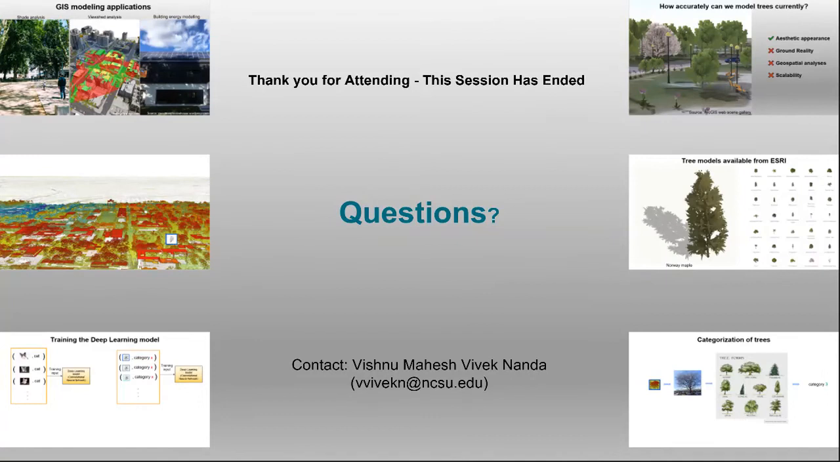Here's another question. What is the percentage of work for training the model? Yeah, that's a very good question. That's the major chunk of this work, training the deep learning model, because we need to collect the Google Street View images. We need to segment the images and then start the training.